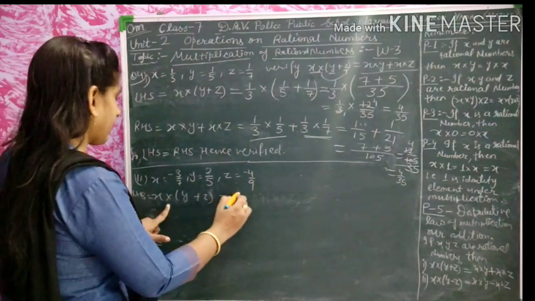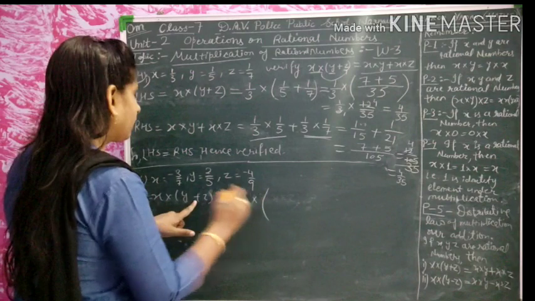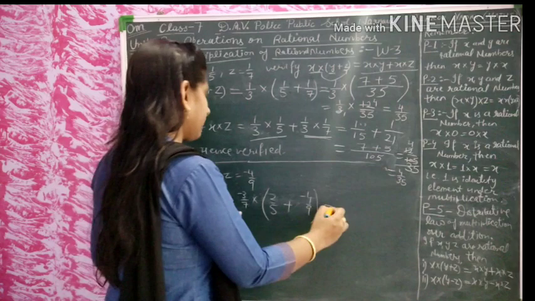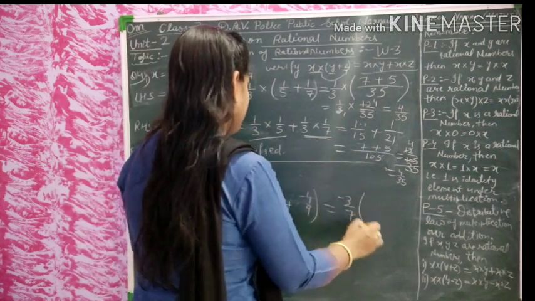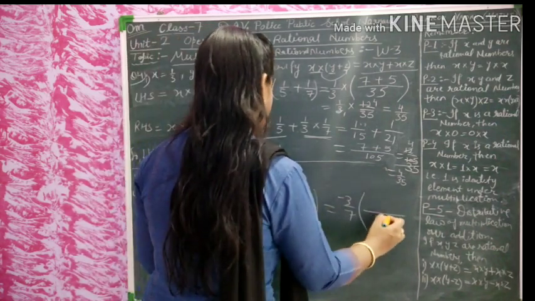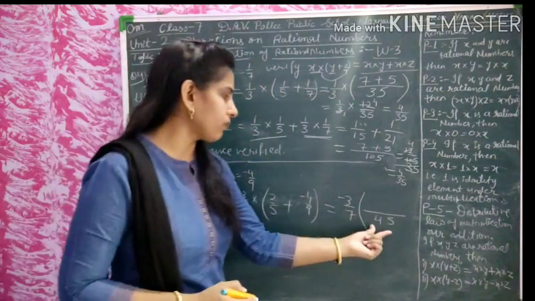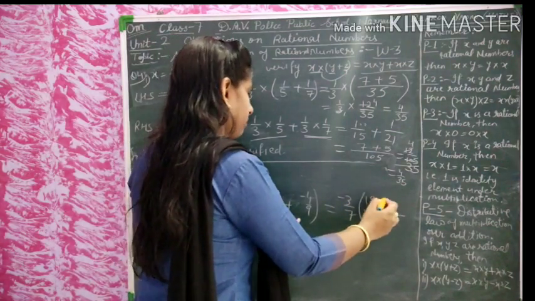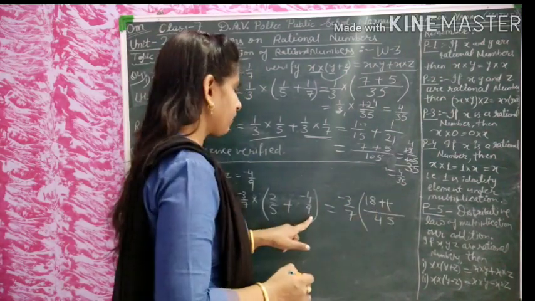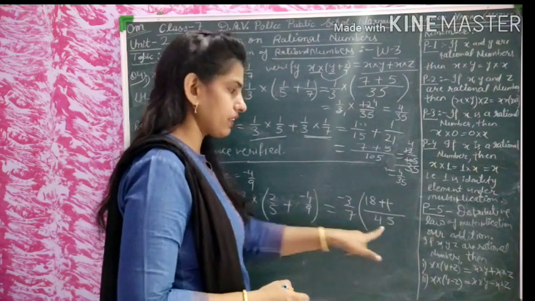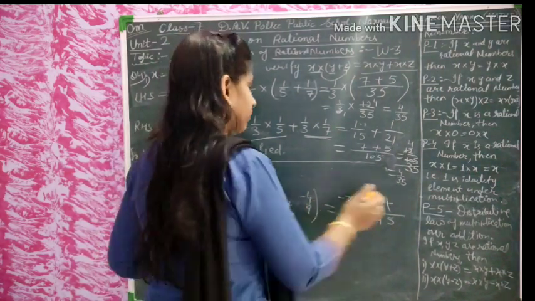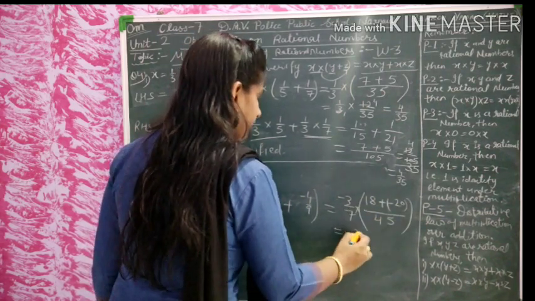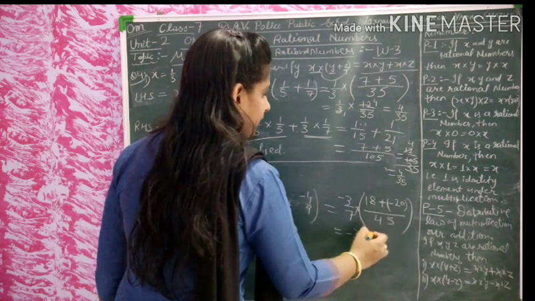Now we are solving x as minus 3 by 7 into, what is the y here, that is 2 by 5, plus z here, minus 4 by 9, and it will become minus 3 by 7 into, 9 fives are 45. Now if dividing 45 by 5, we get 9, and 9 into 2 is 18, and plus minus, 45 divided by 9 we get 5, and 5 fours are 20, minus 20 is there.